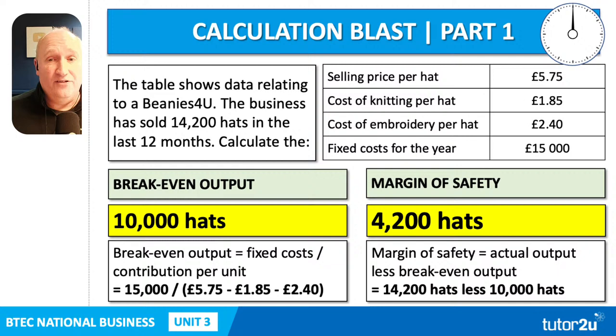Now, if you've got a question like that, that could easily be a two-part question for Unit 3. Show your workings, write the formula down like I've done there. And don't forget, with break-even questions, always include units. You could just put units if you wish. I've put hats. So don't put £4,200 or £10,000, because that's not the right answer, is it? Break-even, all in units. Don't forget, this is all recorded, so if you want to go through this again, the recording is available the second I press end on the live stream.